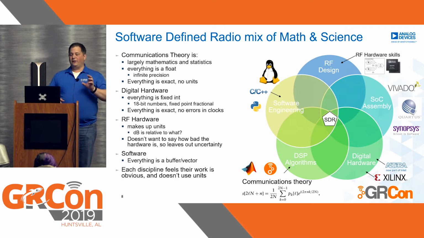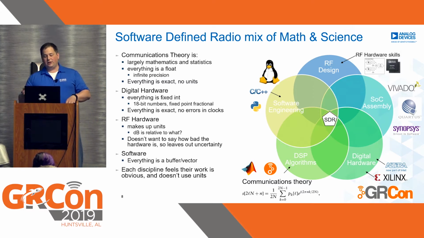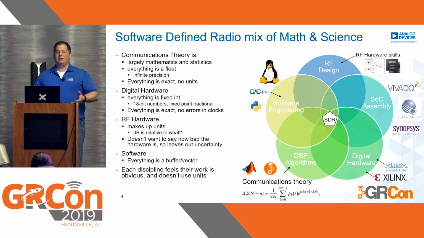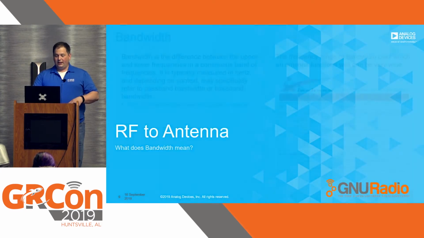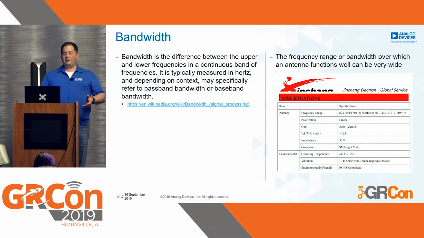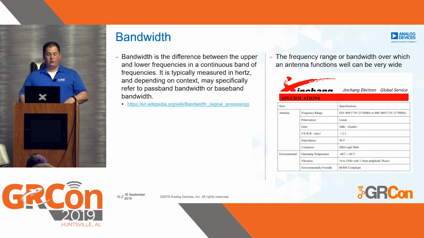And when you're talking with your software colleagues or your comms theory colleagues or your FPGA implementation colleagues, this can be a big problem. So we'll just review some of these things, from RF to antenna. Most of the things people talk about is either bandwidth or tuning range. So bandwidth is the difference between the upper and lower frequencies, and then the tuning range.